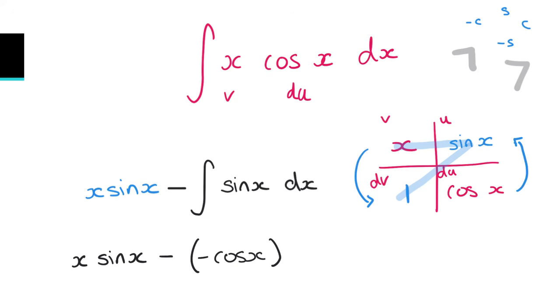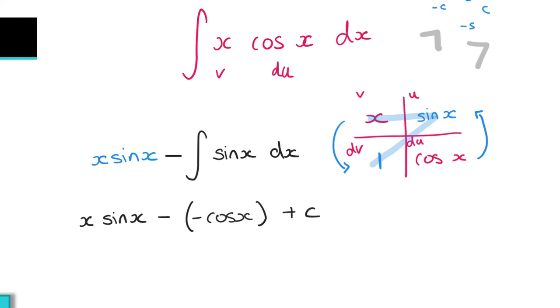We're not integrating with limits, so what's our most favourite thing that we now have to write? Plus c, because of our constants of integration. Therefore, x sine x, what's minus times a minus? Plus cos of x plus c. That is what the integration equals, and this is how we've solved it.